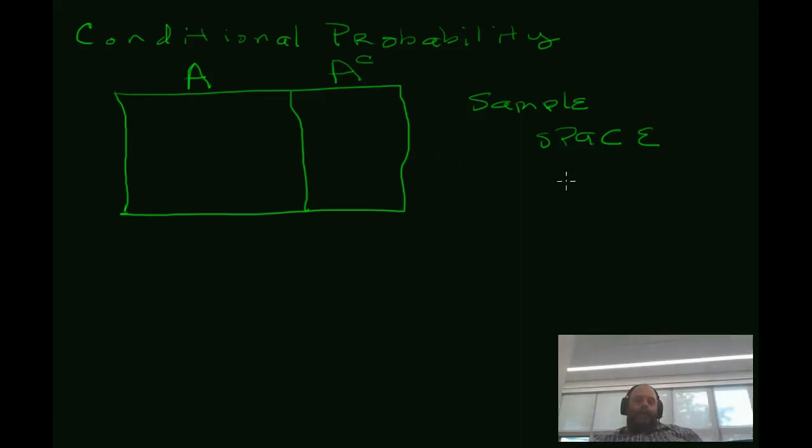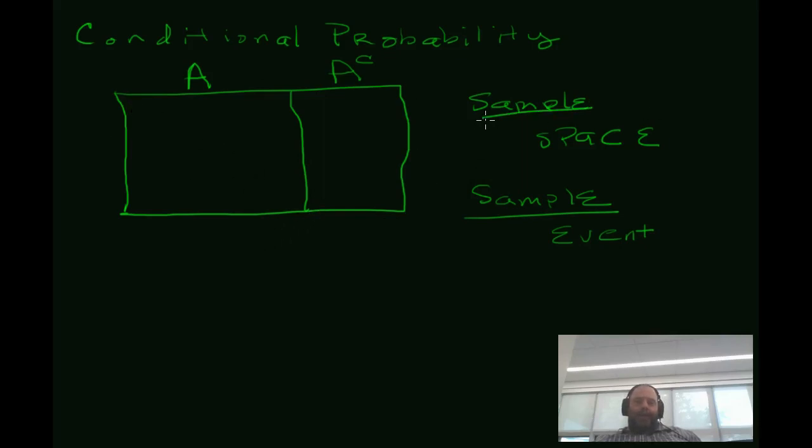Now, we're going to sample one event from this population. So we're going to pick something from this whole sample space. And either that event is going to be an A or it's going to be a not A. So in conditional probability, we already know which side it has come from. So either it's come from the A side or it's come from the not A side.